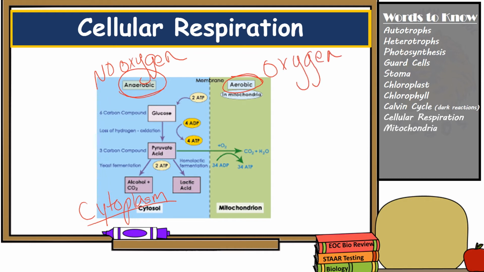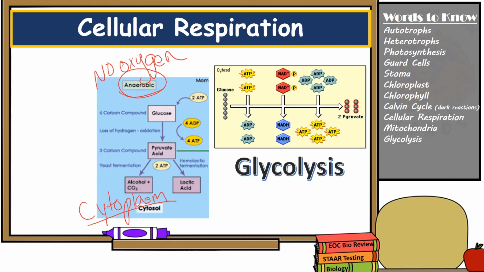So let's first go over the first stage of cellular respiration. As we mentioned, it takes place in the cytoplasm and no oxygen is present, so there's no oxygen needed in this process. This process is known as glycolysis. Glycolysis basically breaks down a 6-carbon sugar known as glucose into a 3-carbon molecule. So in other words, you're getting a glucose and you're breaking it in half into these 2 molecules.